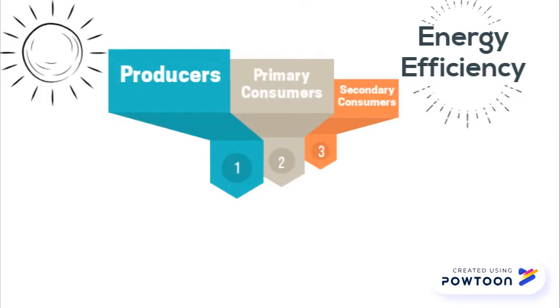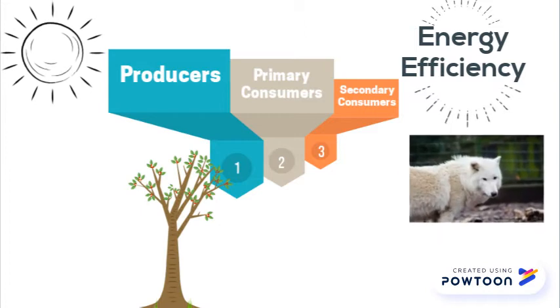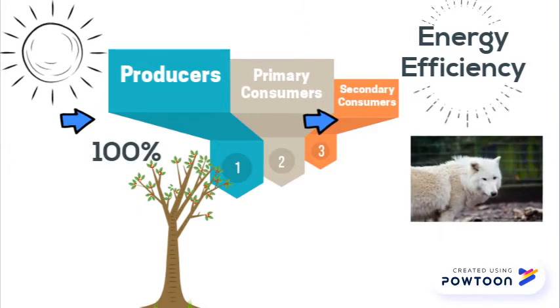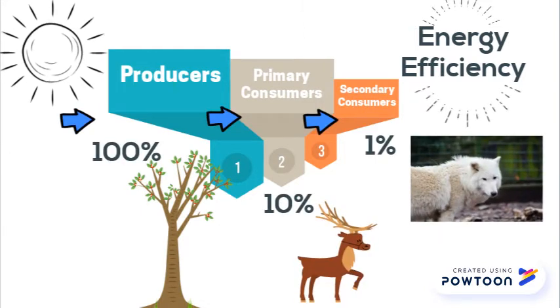Energy efficiency has a huge impact on the creation of food webs and food chains. The sun transfers approximately 100% of its energy to producers, but because nothing is ever 100% efficient, producers only transfer 10% of the energy absorbed from the sun to primary consumers. Because of this, only a certain amount of species can survive at each trophic level.